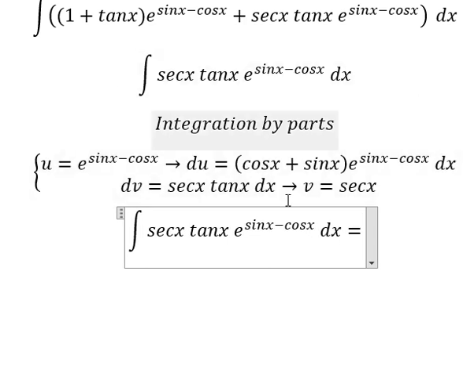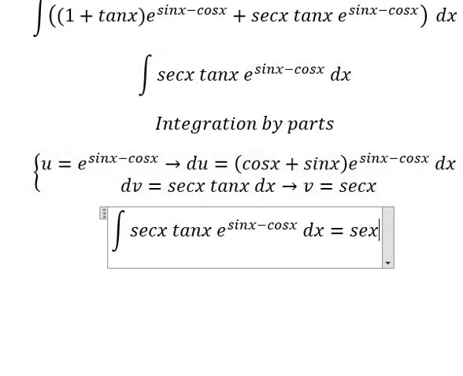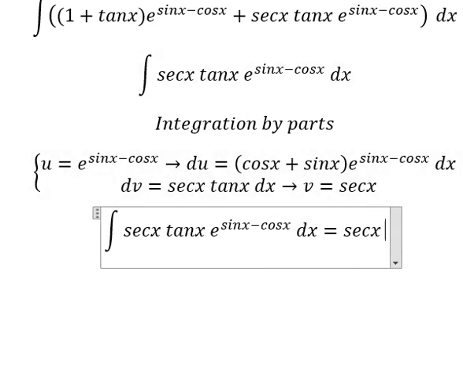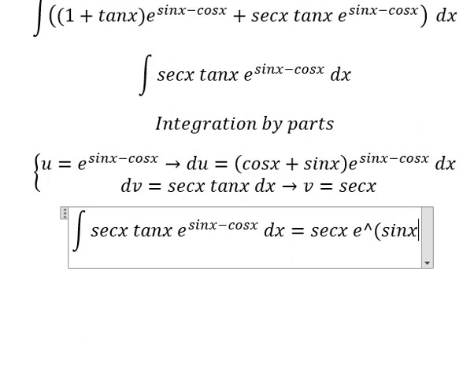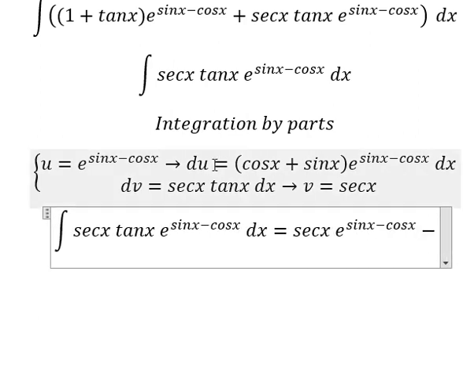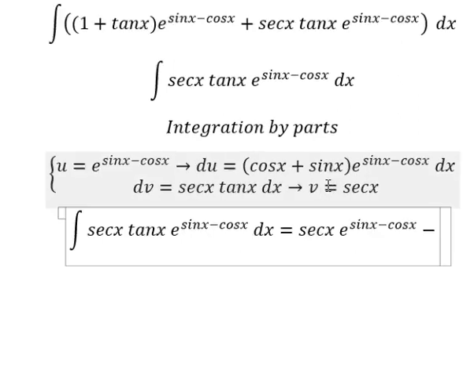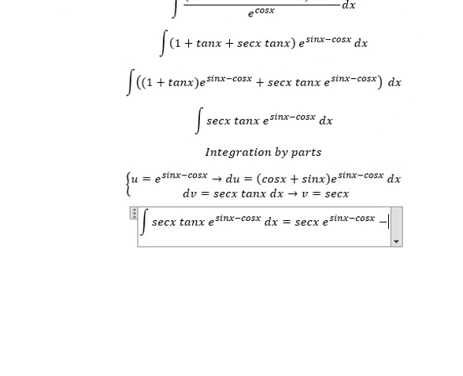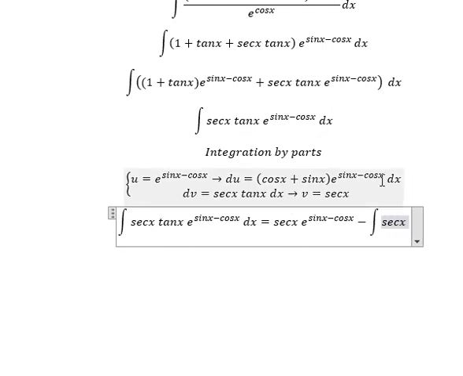So we have u multiplied by v minus du multiplied by v. So that is the integration of secant x multiplied by this one.